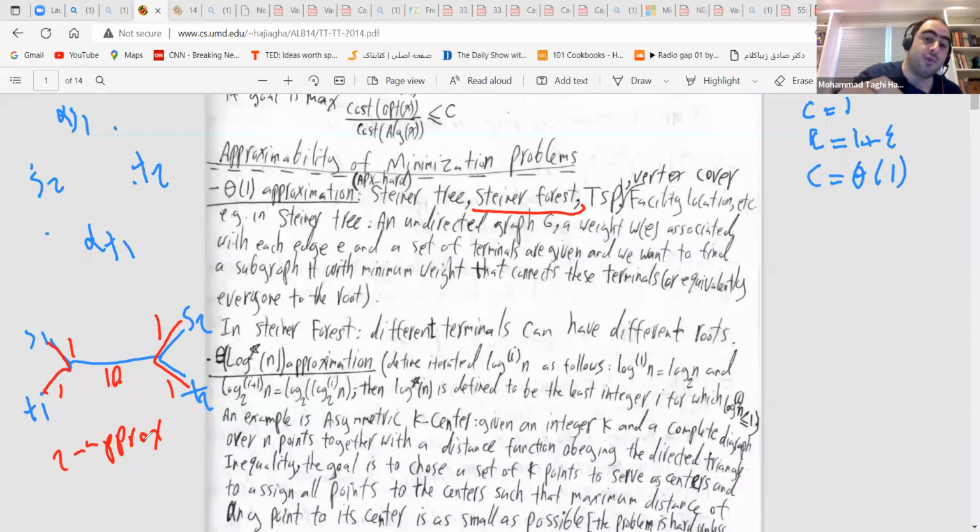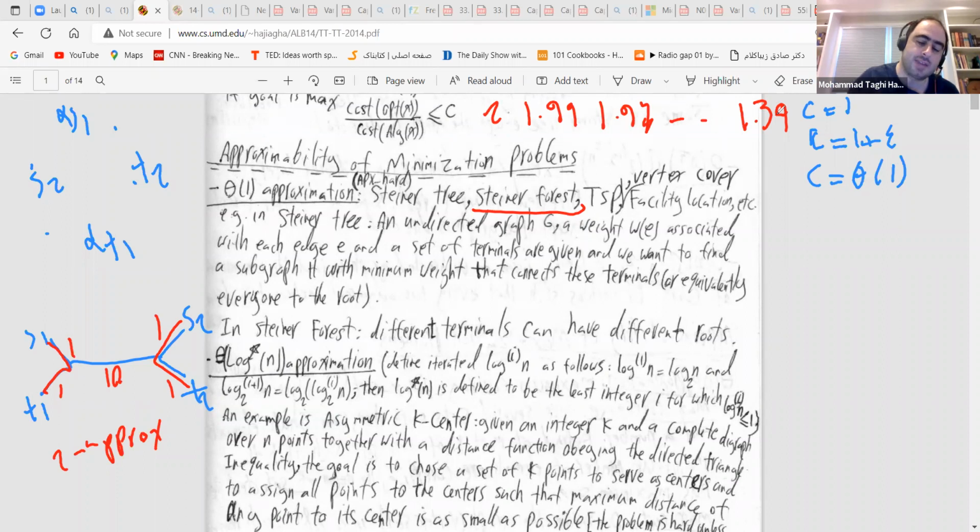By the way, for a Steiner tree, interestingly, this simple algorithm that I have mentioned to you is a 2 approximation, but there is a long line of work starting from 2, then 1.99, 1.97, and currently the best one is 1.39.